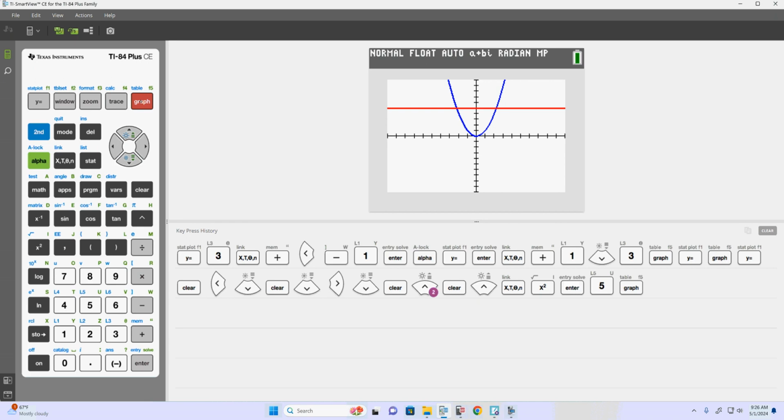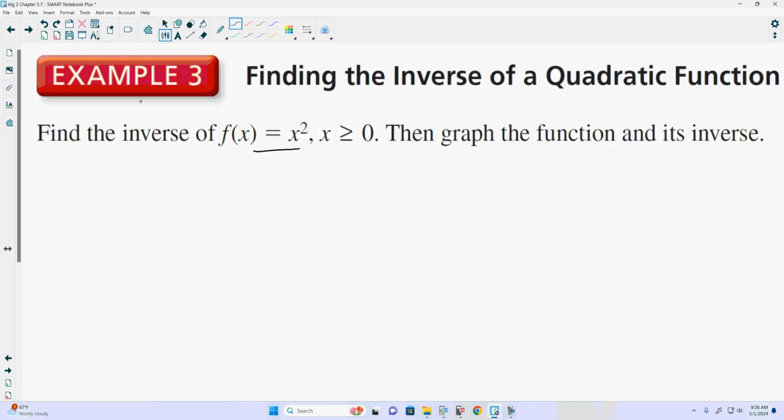But by doing that, the horizontal line only crosses at 1. It's still going to show both because I haven't added the restrictions or gone through the process of doing that. But the left side of the graph is now gone. We just have the right, so its inverse is a function. We just took the one side out. Does that make sense? Okay.